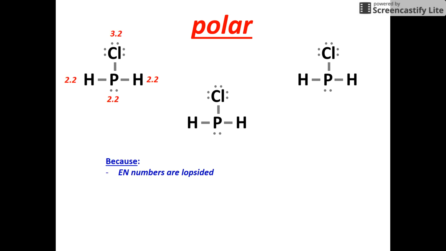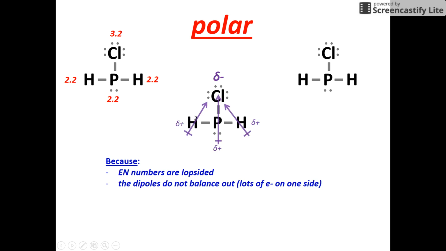The electronegativity numbers are kind of lopsided. Hydrogen and phosphorus have the same electronegativity. Chlorine is quite a bit higher. So that means we've got dipoles pulling electrons towards the chlorine in this molecule, away from the hydrogen, away from the phosphorus, away from the hydrogen, towards that chlorine with a higher electronegativity. So these dipoles do not balance out.